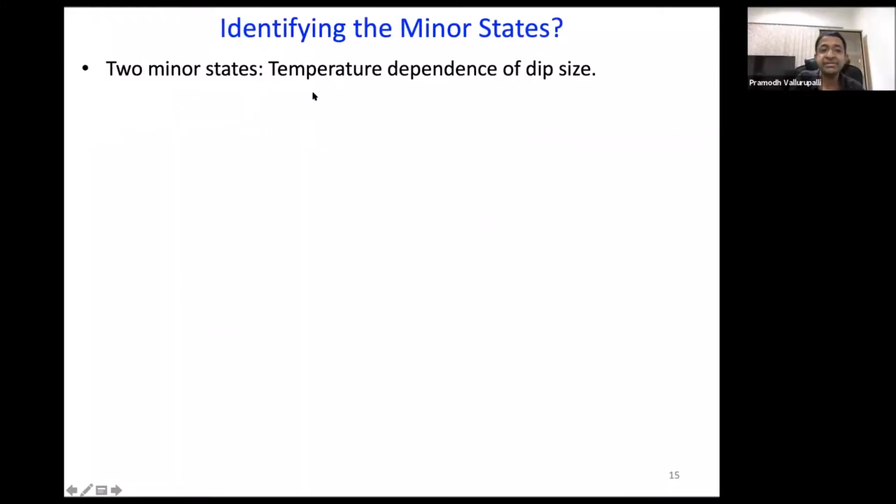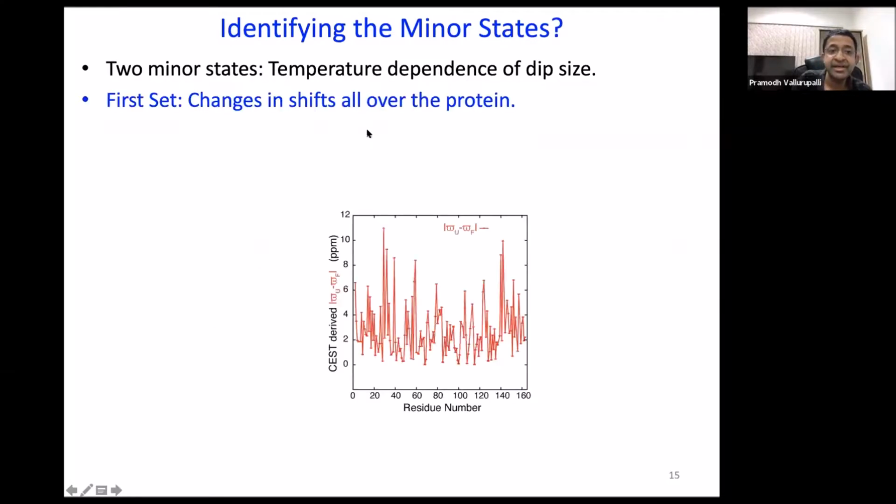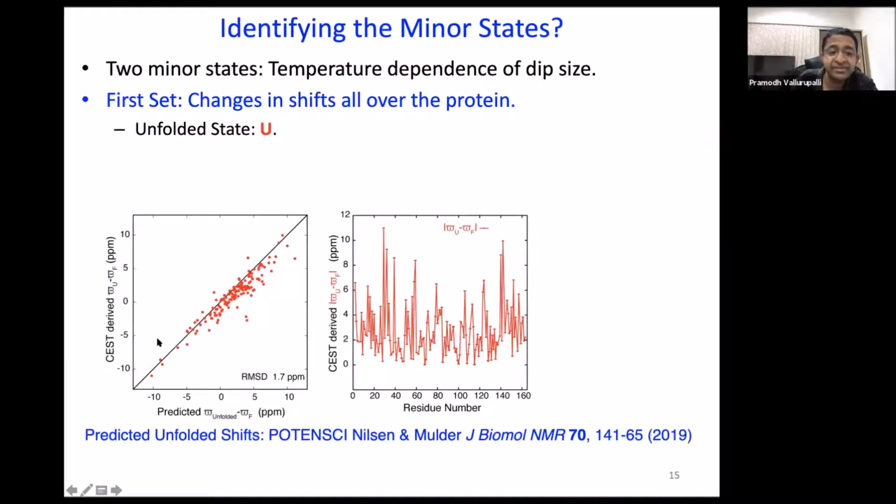And so we could say that we have 2 minor state dips by doing these experiments in a temperature dependent manner. In the first set, there are changes in shifts all over the protein. This is illustrated here, where the absolute value of the chemical shift difference between the major and minor state is plotted as a function of residue number. You can see that the changes are as high as 6 ppm all over the protein, so we guessed it's the unfolded state. And what we found is that there is a very good correlation with what we expect upon protein unfolding, which is nice because we have the unfolded state, and that's nice if you want to study folding.